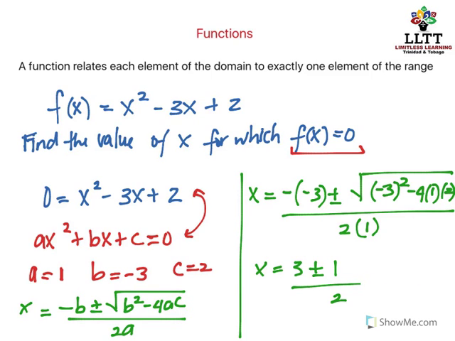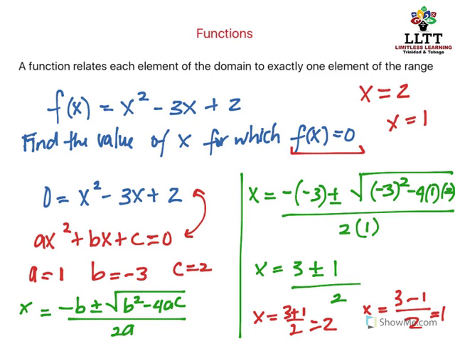And I can simplify my answer. So my answer is either going to be 3 plus 1 over 2, or 3 minus 1 over 2. So 3 plus 1 is 4, 4 divided by 2 is 2. And 3 minus 1 is 2, 2 divided by 2 is 1. So my answers are going to be x is equal to 2 and x is equal to 1.